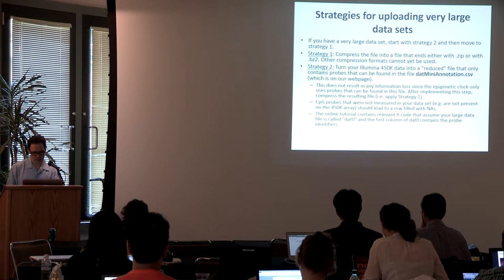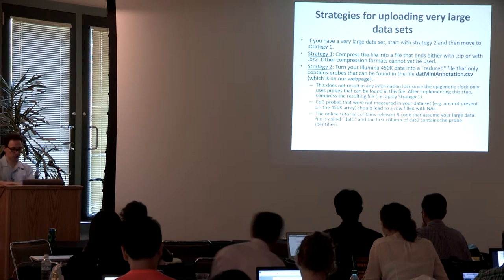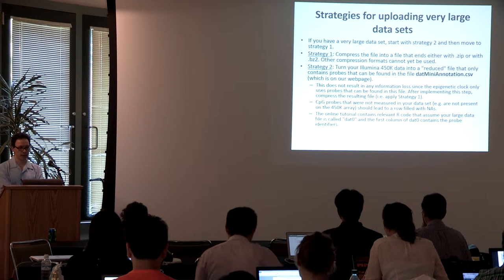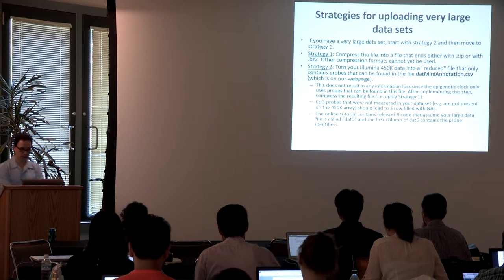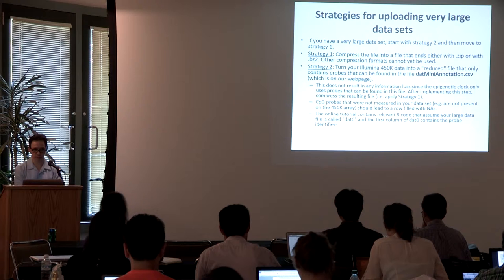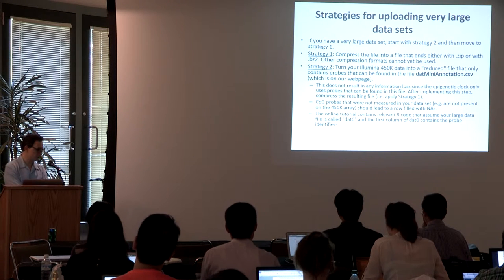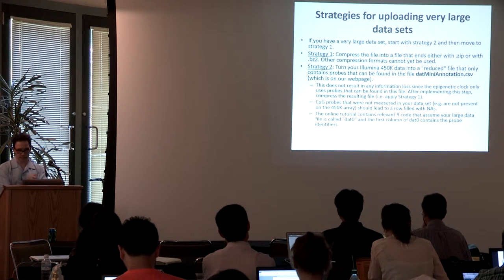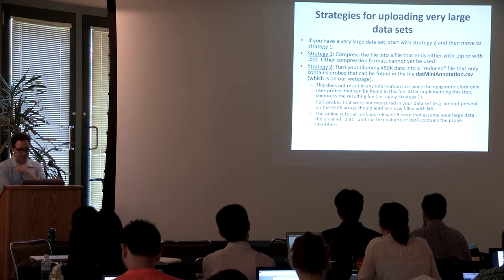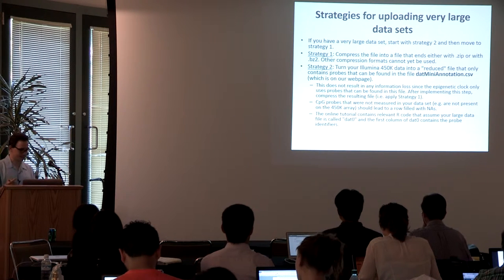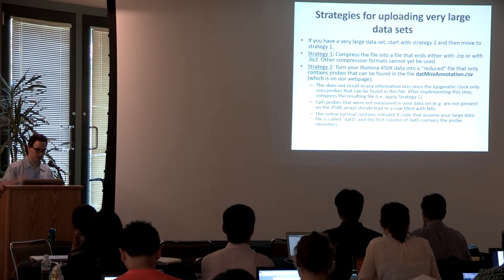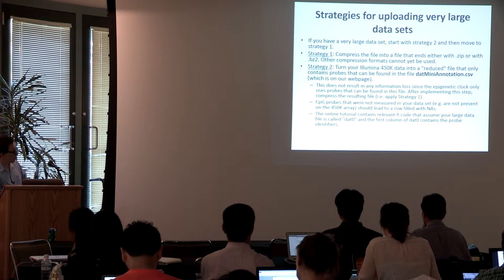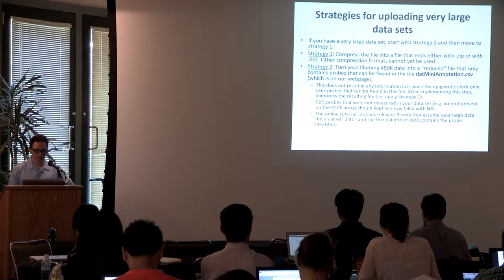So let's come to a very practical concern. Imagine you are fortunate enough to have a large data set of Illumina 450K data. What does large mean? 300 samples, 3,000 samples? You analyze data from a cohort study. Turns out you have a data set that has several gigabytes. It's too large, and the uploading will take a while. So therefore, we want to compress it. And there are several strategies.